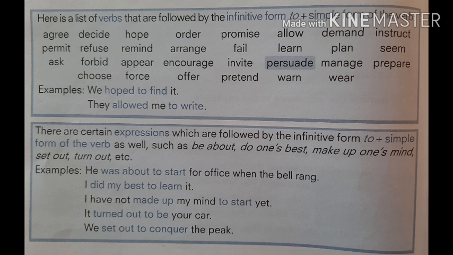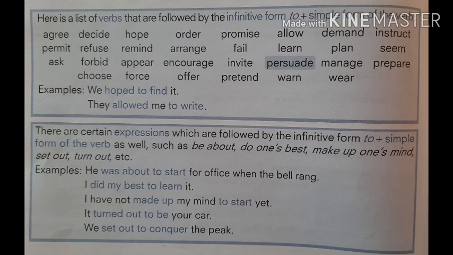Dear students, in this box there is a list of verbs that are followed by the infinitive form, to plus simple form of the verb. So instead of just writing these words, what you will do? You will write these words as it is, and then below that you will write the infinitive form in the sentence. For example, the first word is given as agree. I like to agree with my parents. In such manner you have to write a sentence for each and every word in its infinitive form.